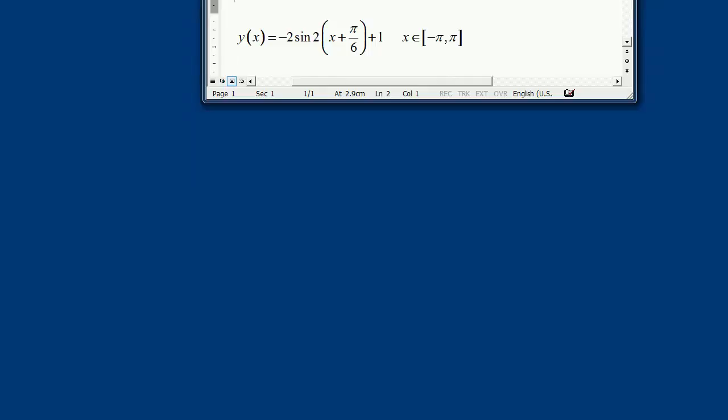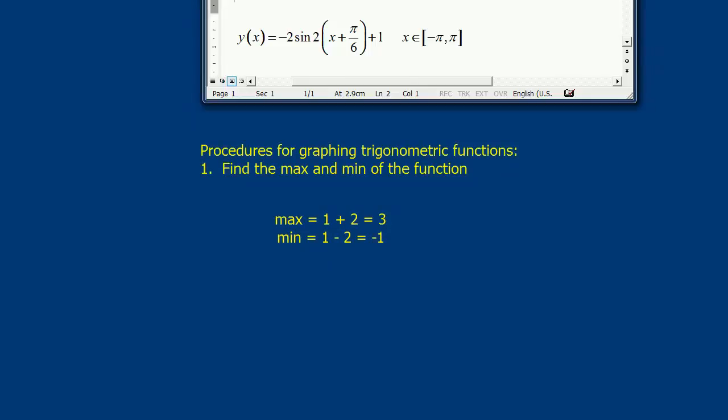The first step is to find the maximum and minimum of the function. Since the basic sine function has a maximum value of 1 and a minimum value of -1, this particular function has a maximum value of 3 and a minimum value of -1.